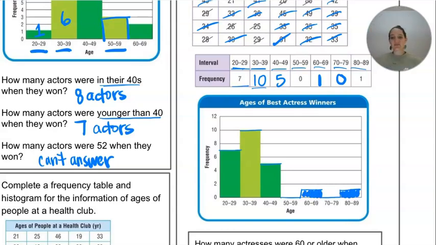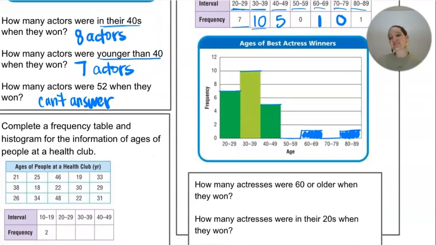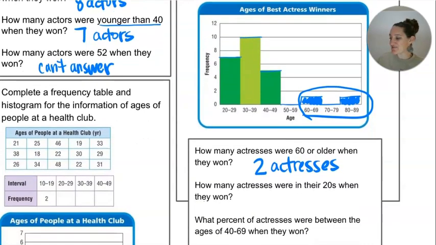All right, so now we can answer some questions about these actresses. Question 1. How many actresses were 60 or older when they won? 60 or older would be all of these people, right? And there were only 2 actresses who won in their 60s. How many actresses were in their 20s? 7 actresses. And what percent of actresses were between the ages of 40 and 69?